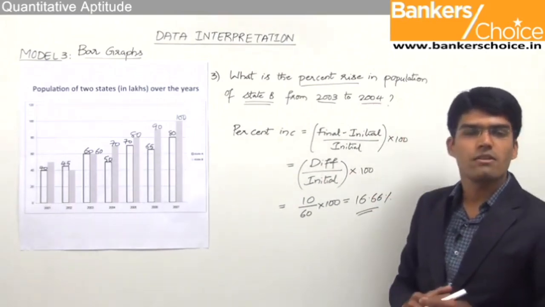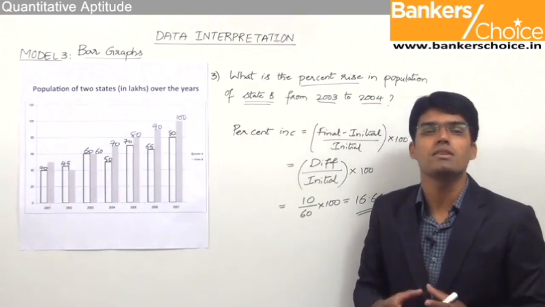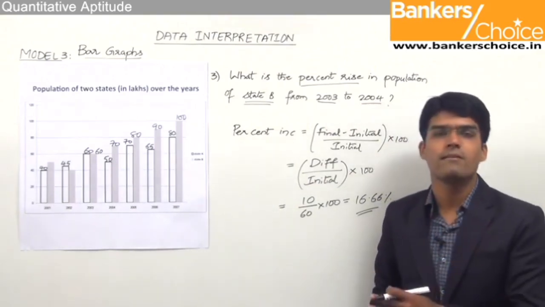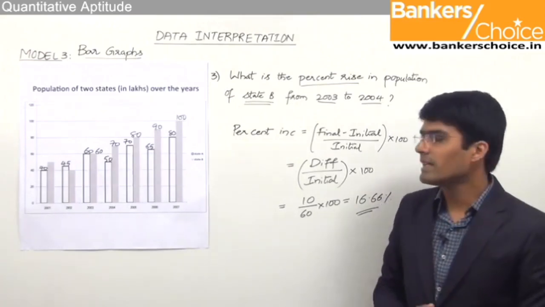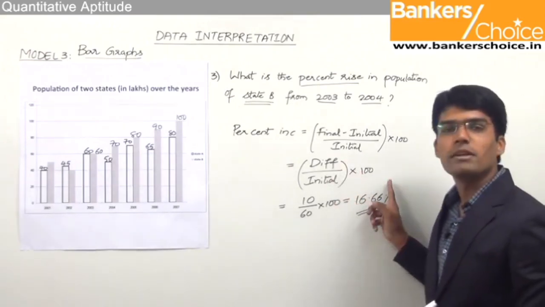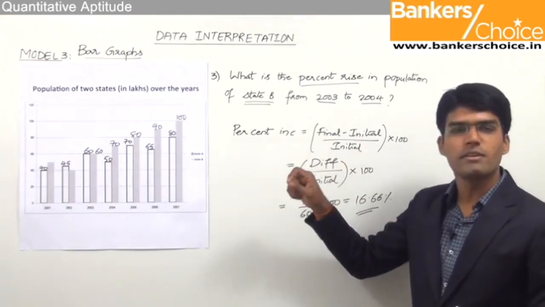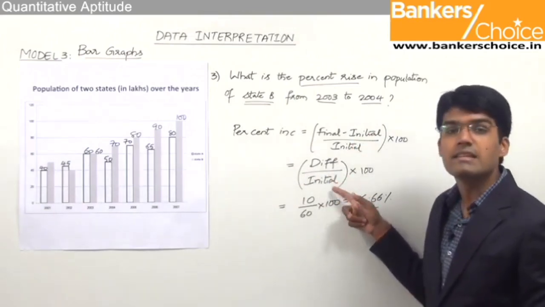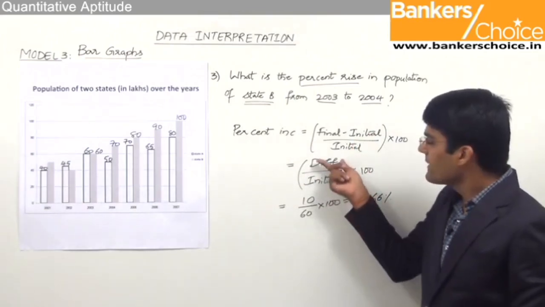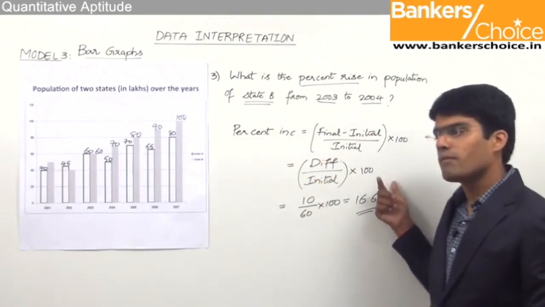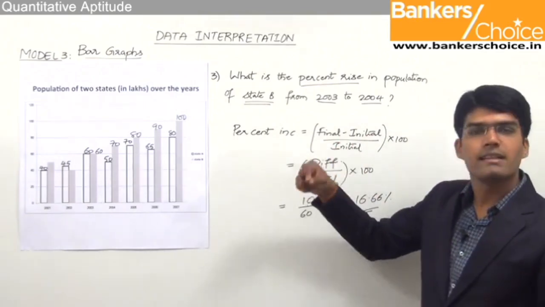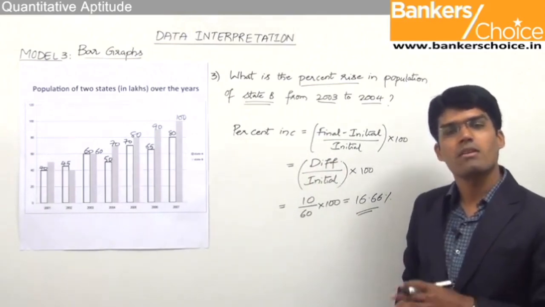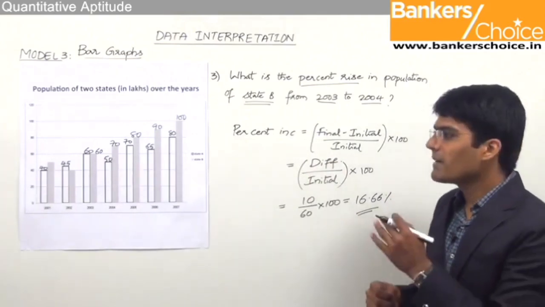So this is how we can solve questions related to percentage change or percentage increase or percentage decrease. Final value minus initial value by initial value into 100, or nothing but the difference by initial value into 100. So simply look at the difference between two values based on the initial value. Remember, always denominator is initial value, not the final value. So difference by initial value into 100. For example, for other states and other years as well, we can simply take it as final minus initial by initial into 100, or difference by initial into 100. Let's take a few more examples.